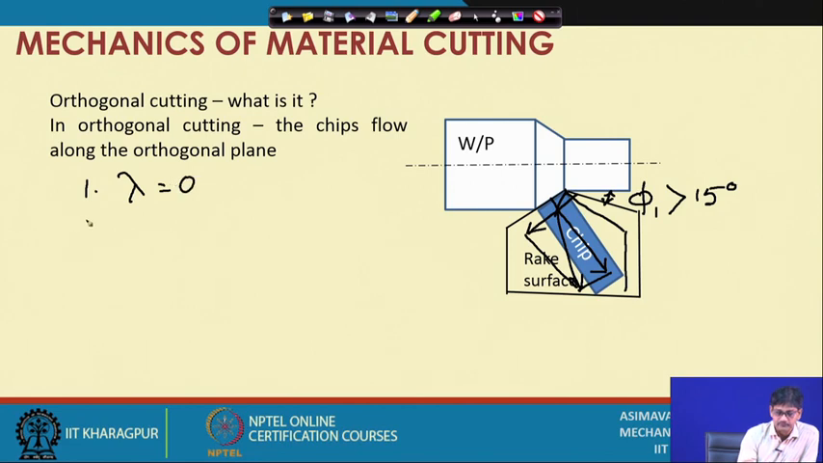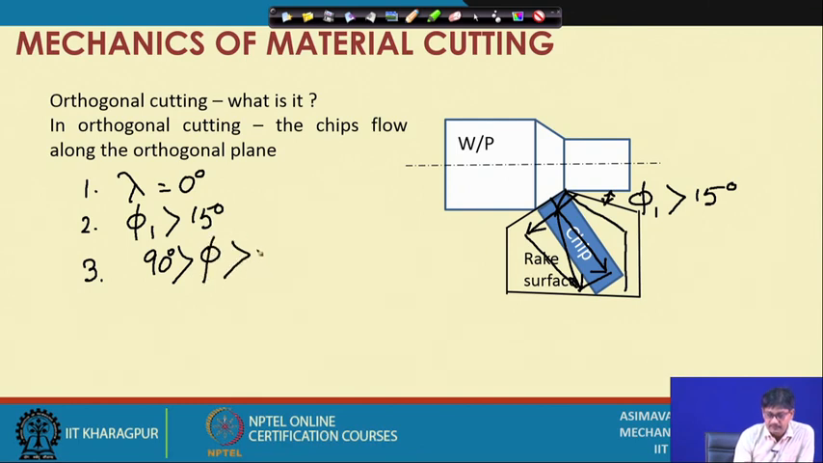Lambda equal to 0, second, phi 1 is greater than 15 degrees, third, this plan approach angle should be between 0 and 90 degrees: 90° is greater than phi and greater than 0 degrees.